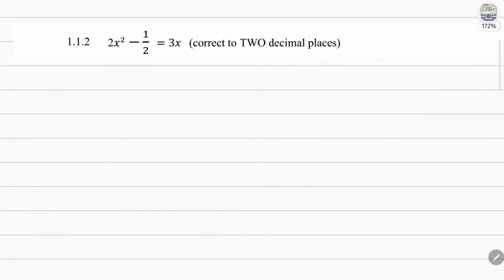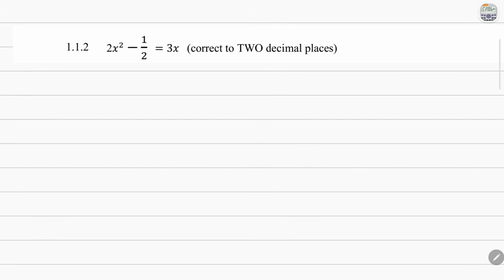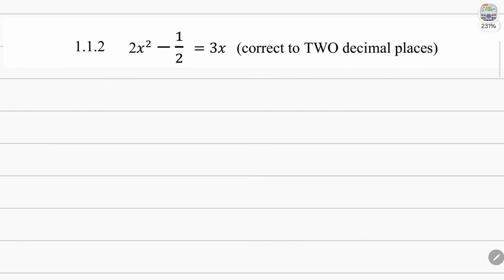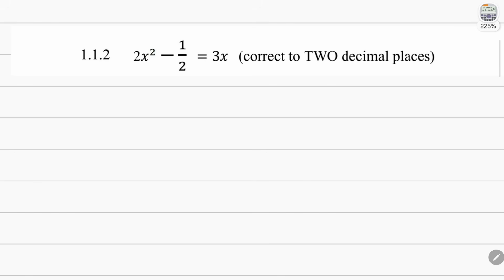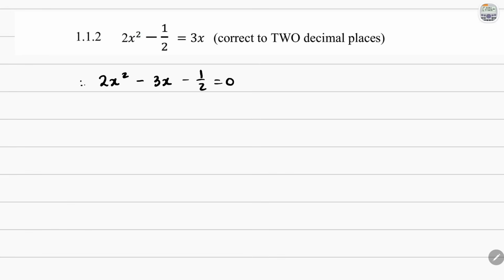Question 1.1.2, we have to solve for x, but correct to 2 decimal places, meaning our solutions will be irrational values. So we're going to have to use the quadratic formula if this is a quadratic equation. It is, because we can see that the highest exponent of x is 2. It's just not in its standard form, meaning 3x needs to come over. So we're going to have 2x squared minus 3x minus 1 over 2 is equal to 0. And we can finally use the quadratic formula, which looks like this.